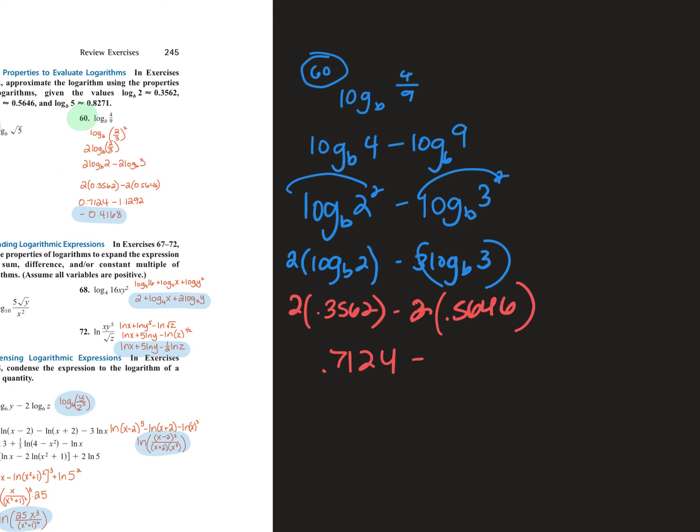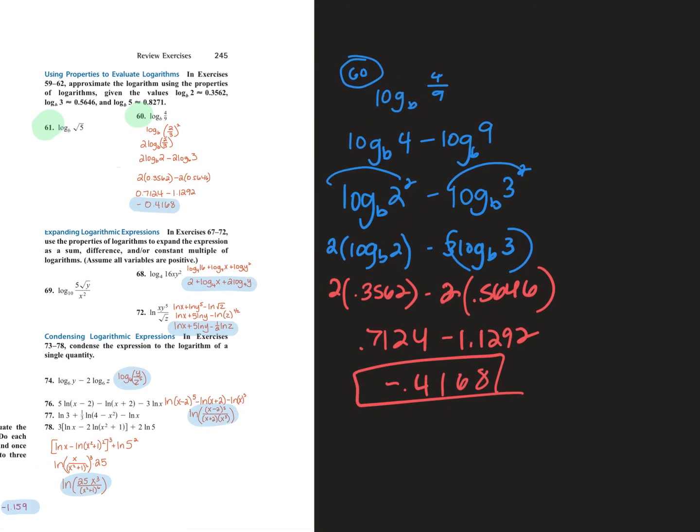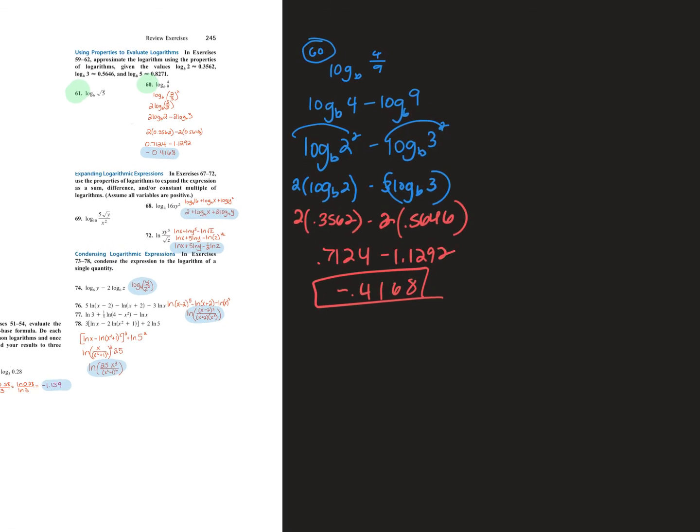If this was part of the test, it would either be simpler math or you'd have the calculator on it. And then 0.7124 minus 1.1292. Negative 0.4168. And then like when it says like log B of 2, oh, it says okay. It gave me that value in the instructions, yeah.